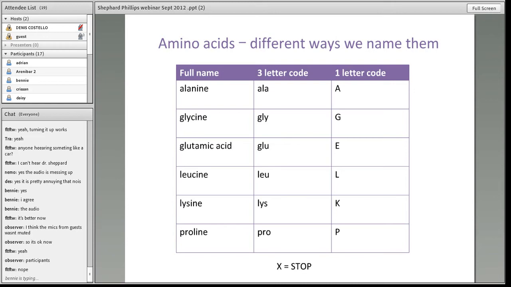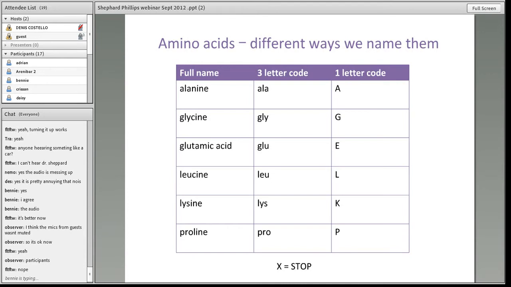However, when we were able to sequence DNA, and now we've got the whole genome, the human genome and many other genomes, it just takes up too much space to use the 3-letter code. And so now we use a 1-letter code. And this just makes it very easy to represent a protein sequence, an amino acid sequence. There is a logic to the 1-letter code. Alanine is A, glycine is G.